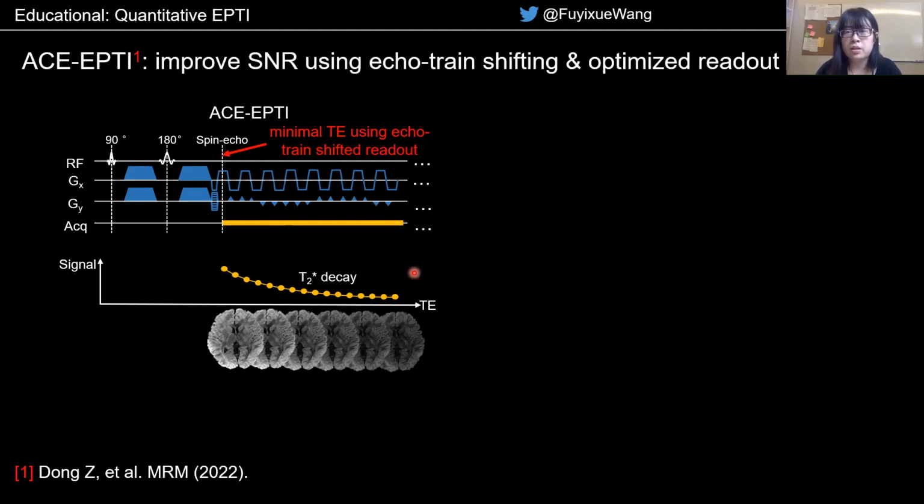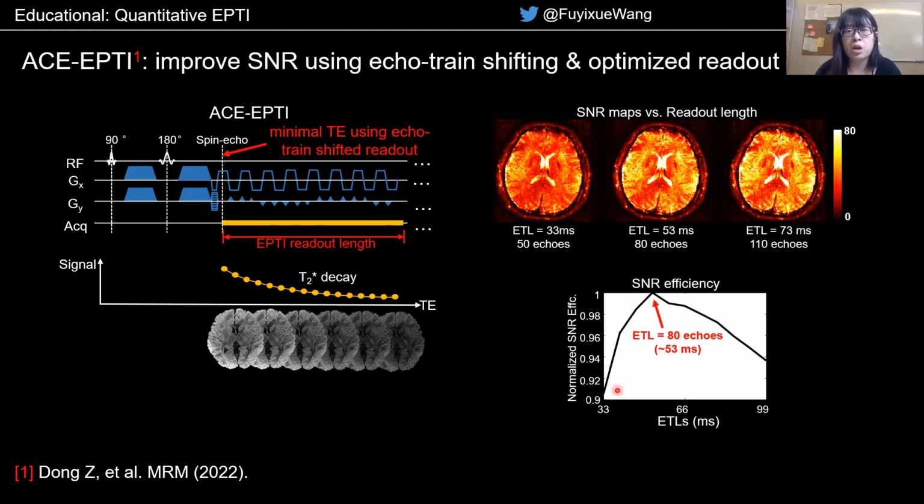And this is possible due to the time-resolving feature of the EPTI readout. And in addition, the readout length is flexible in such a time-resolving approach because it's no longer determined by the resolution. And we can use an optimal readout length to achieve optimized SNR efficiency. And together with the TE reduction, it can result in about 30% higher SNR efficiency.